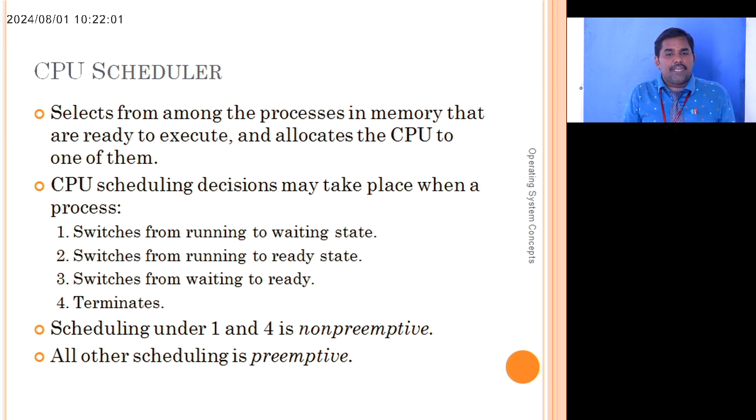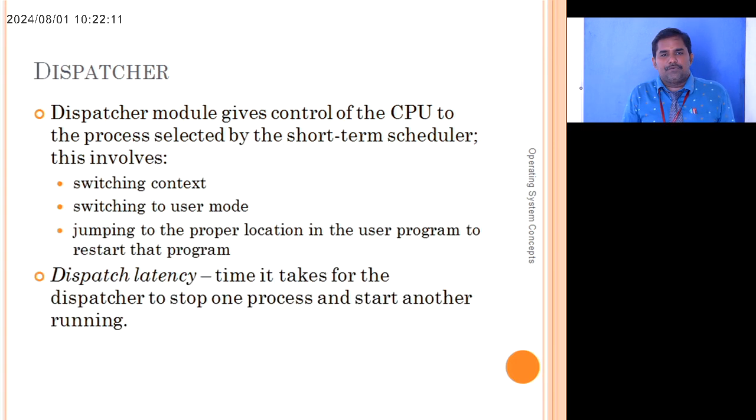In these 4 points, the scheduling under 1 and 4, that is switching from running to waiting and termination, is non-preemptive. All other scheduling is preemptive. The dispatcher module gives control of the CPU to the process selected by the short-term scheduler, which involves switching context, switching to user mode, and jumping to the proper location in the user program to restart the program. Dispatch latency is the time it takes for the dispatcher to stop one process and start another running.